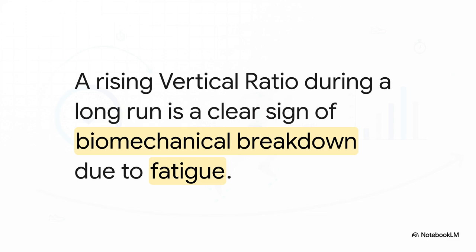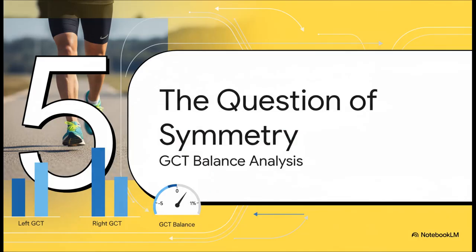Think about it. You're deep into a long run, you're getting tired, and your form starts to get sloppy. You get a little bouncier, your stride shortens up. Well, you will literally see your vertical ratios start to creep higher and higher. It's your watch telling you in real time that your efficiency is tanking. So far, we've pretty much only talked about forward efficiency. But now, let's get into another critical piece of the puzzle, balance.